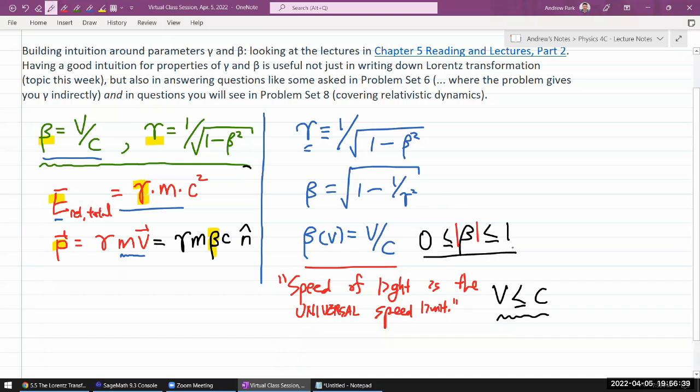So that's one thing that puts constraints around beta. Once you see that, then you see the constraints around gamma as well. Imagine plugging this in. When you put in 0 for beta, then I have 1 minus 0, 1, square root of 1, 1. So we get 1 as the smallest value that gamma might take. This is when beta is equal to 0.